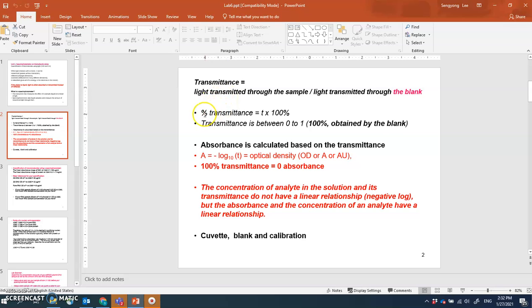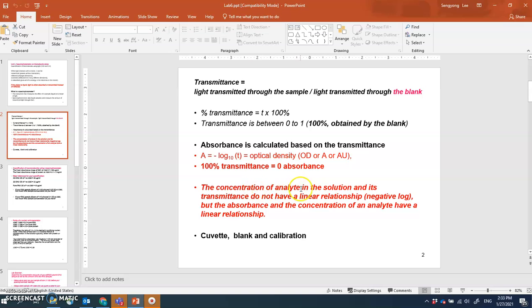Percent transmittance will be transmittance multiplied by 100%, of course. The transmittance value will be received as either 0 to 1, 1 being 100%, so nothing is absorbed. And there's a negative log relationship between absorbance and transmittance. The amount of light absorbed by your molecule is inversely related to the amount of light that's transmitted. So if you have 100% light transmitted through your molecule, that means no light is absorbed by your molecule. That makes sense, right? So you use that principle in your quantification of your biological molecules.